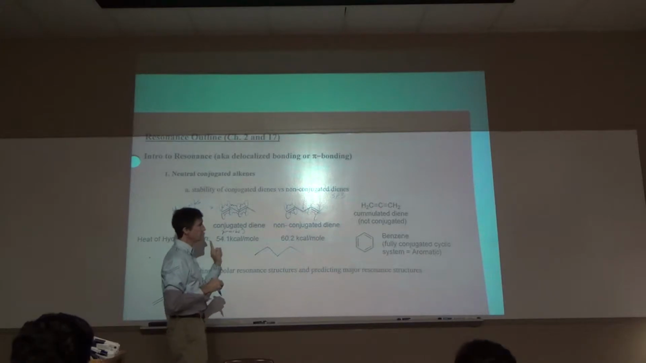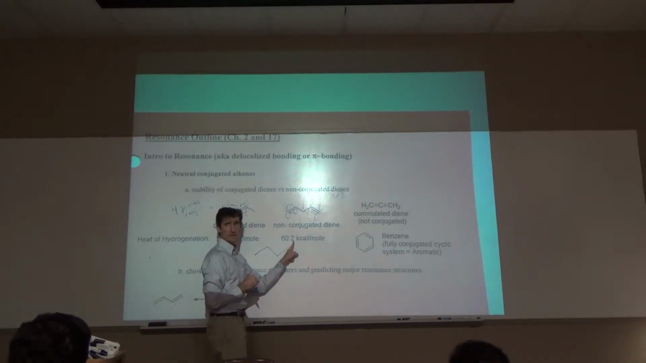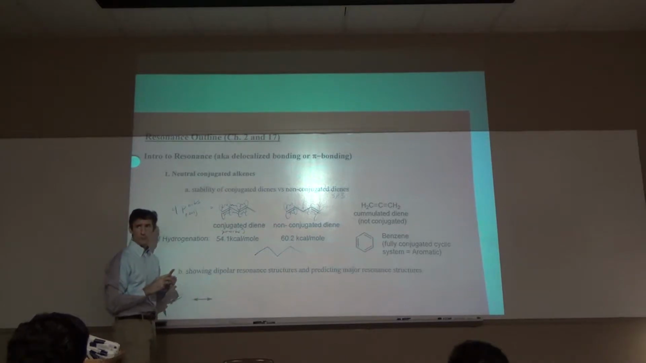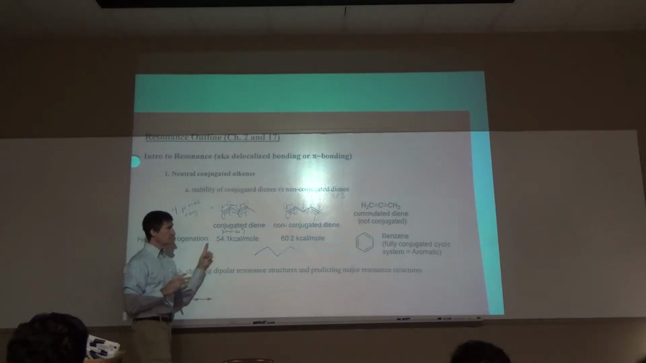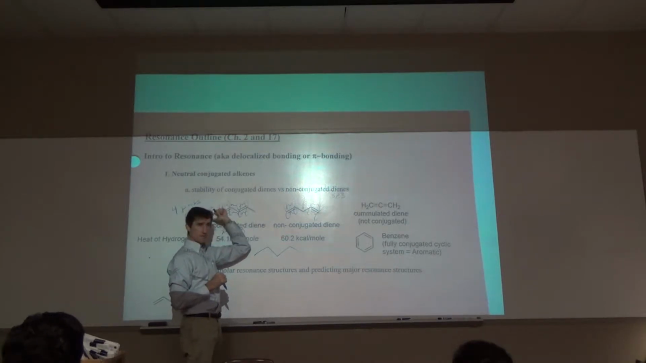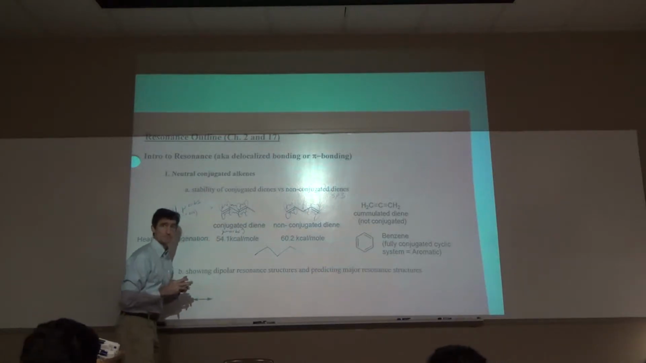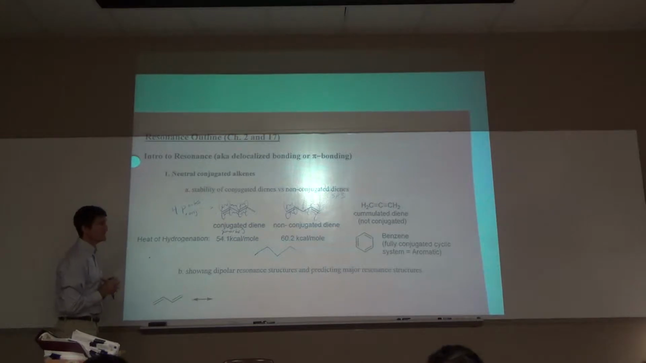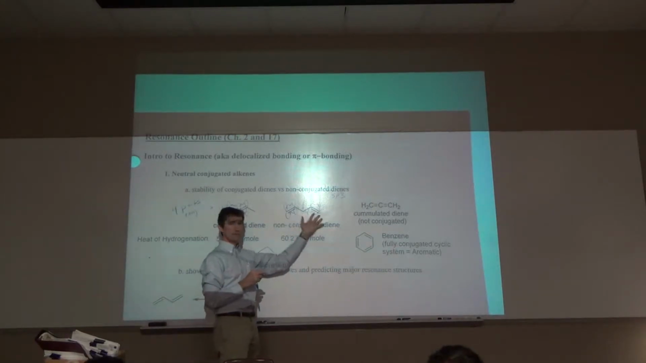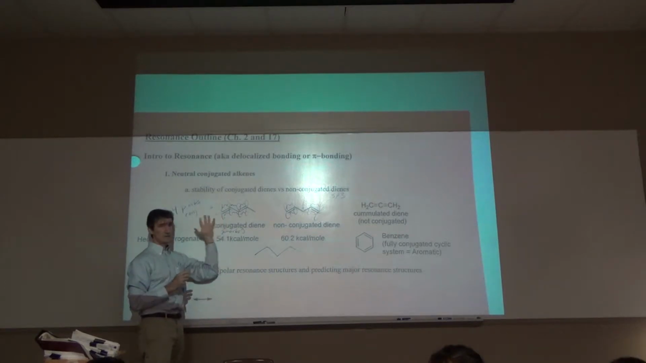Which one gives off the most energy? Actually, this one. Here's the number. It gives off 60 kcal per mole. This one only gives off 54. What does that tell us? This compound had more energy to begin with than this one. It's higher in energy, so it's less stable than this one. Why is this less stable? Because the double bonds are not conjugated. Take home message, conjugation is a stabilizing thing.